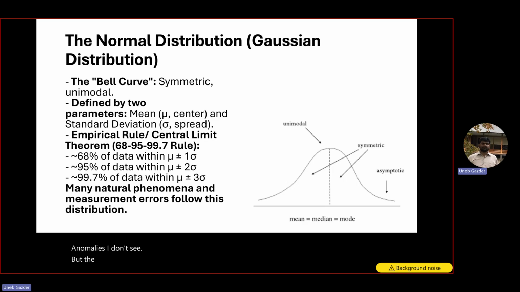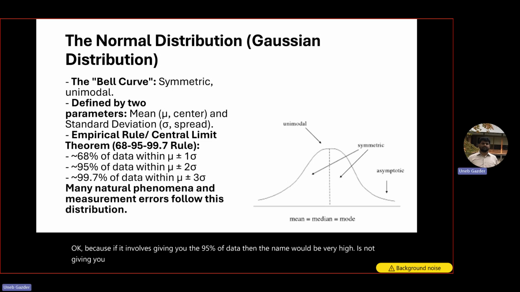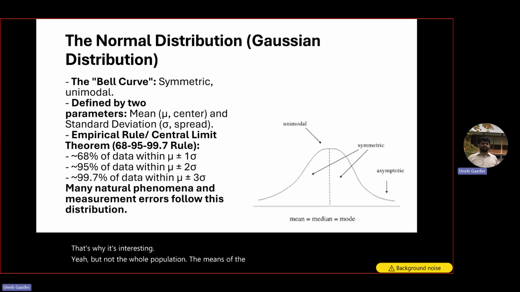But the point is that the confidence interval is not supposed to give you 95% of that sample. It is supposed to give you 95% of the means of the entire population you can expect. Because if it was giving you 95% of the data, then the range would be very high. It's not giving you 95% of the data itself. It is giving you 95% of the means of the data. That's why it's interesting. But not the whole population, the means of the population, the expected value of the population.